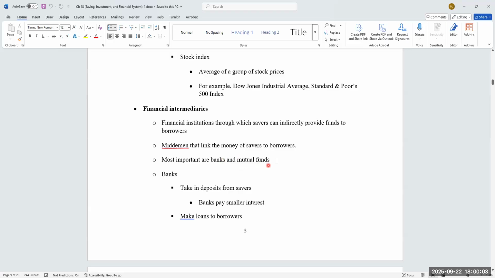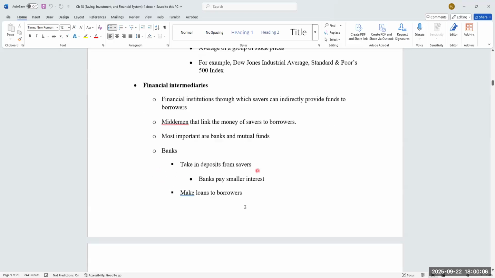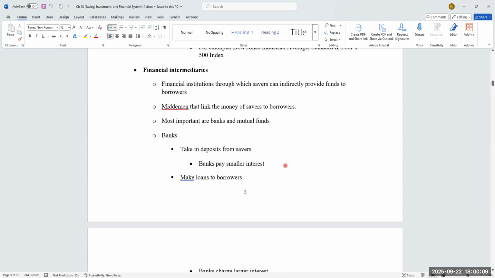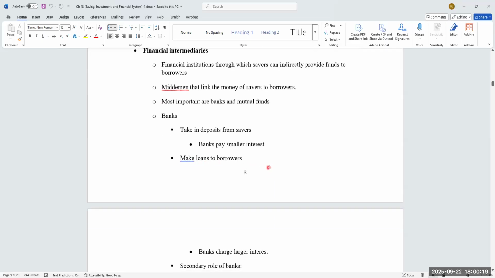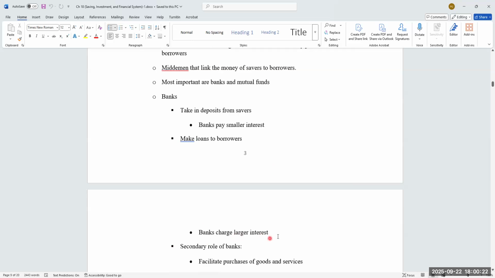The big ones are banks and mutual funds. What are banks? I hopefully know what banks are. They take deposits from savers. The bank pays us a little bit of interest because we put our money in there, and they make loans to borrowers, and they charge the borrowers a bigger interest. So, for example, if the bank only pays us 3% and the bank charges the borrower 6%, that means the bank makes 3%. That's the difference that the bank makes. That's their income.